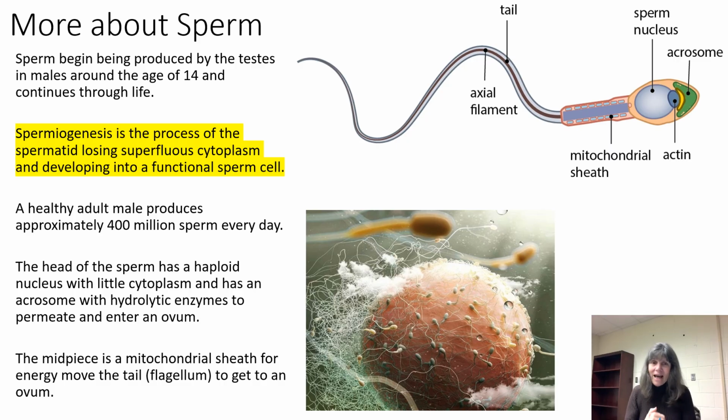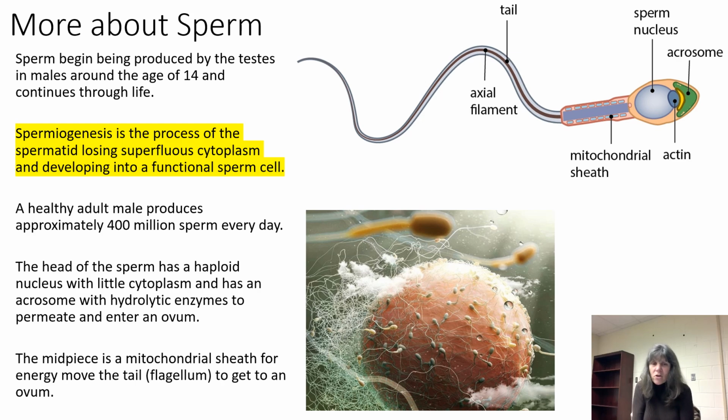The head of the sperm has that haploid nucleus with just a little bit of cytoplasm, and it also has a special structure called an acrosome. And that acrosome contains hydrolytic enzymes that are going to be used to help permeate and enter into an ovum, an egg. There's a midpiece of the sperm that has a lot of mitochondria surrounding it.